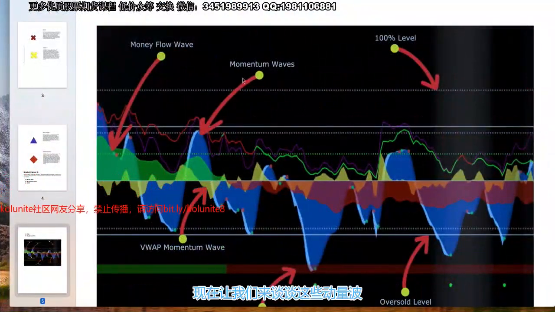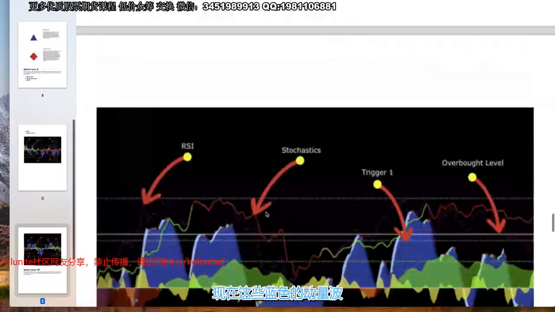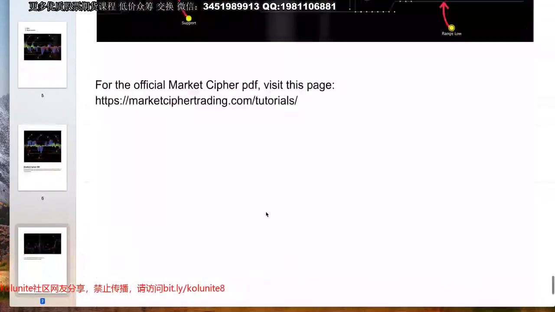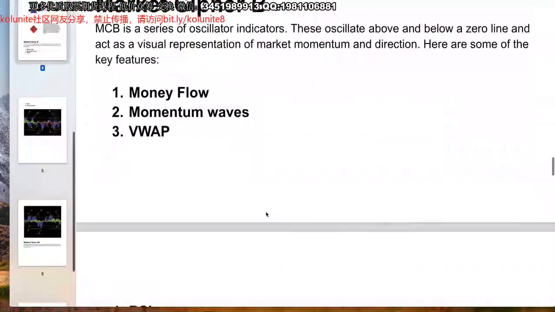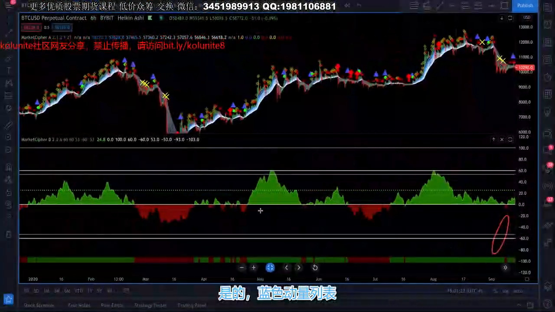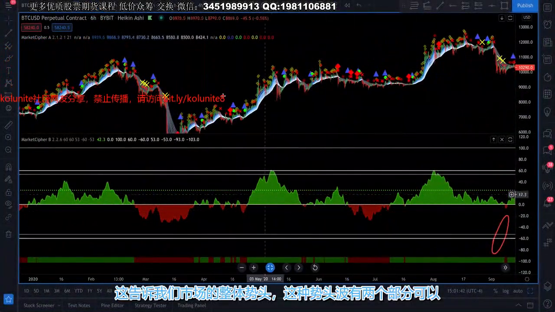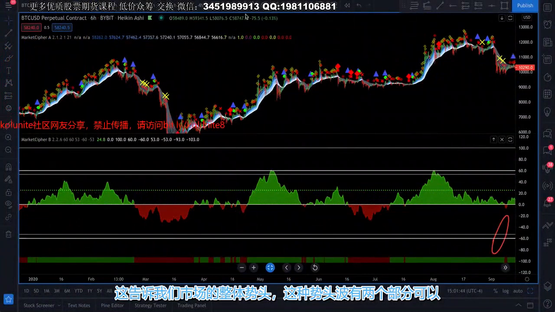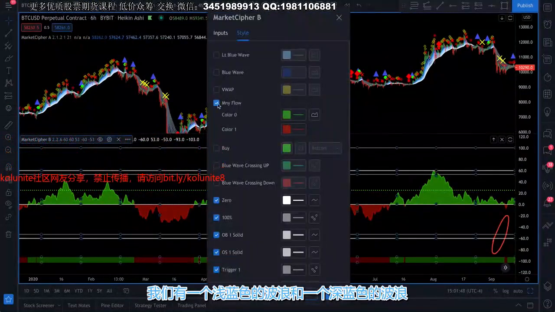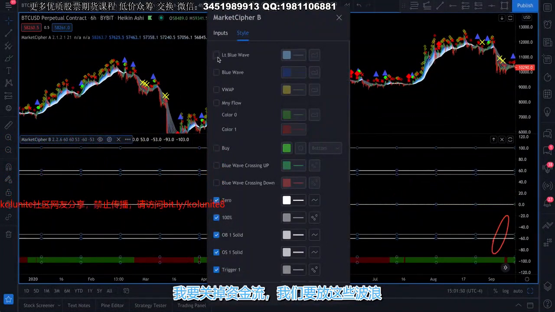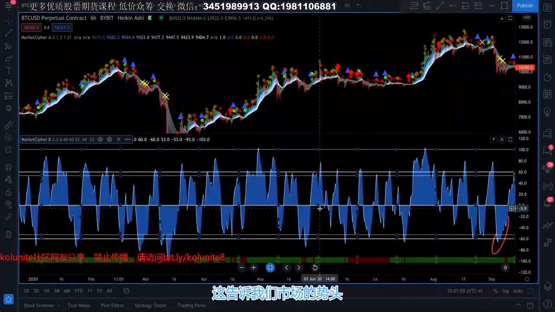Now let's talk about these momentum waves, okay? These blue momentum waves. What these do is tell us the overall momentum of the market. There are two parts to this momentum wave: a light blue wave and a dark blue wave. I'm going to turn off the money flow, and we're just going to put on these waves. This is telling us momentum in the market.